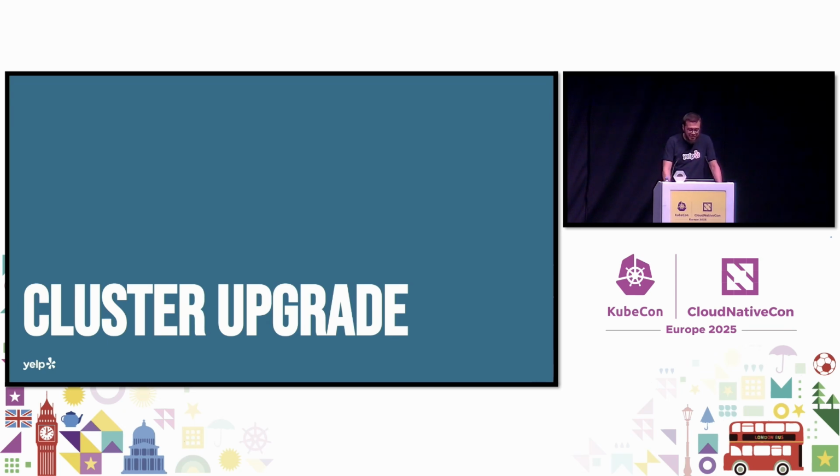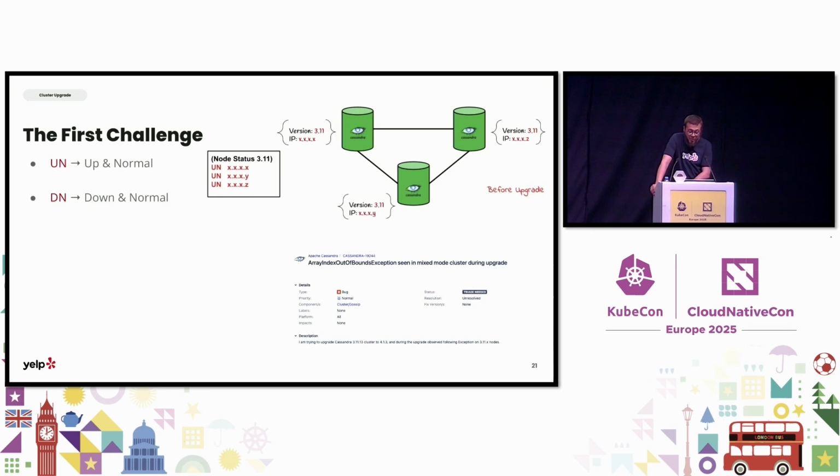The second case where we used init containers was Cassandra upgrade. This was a project we did last year when we upgraded our entire Cassandra fleet from 3.11 to 4.1 version. However, there were two challenges faced during the upgrade. But before talking about specifics, some terminologies to explain here.